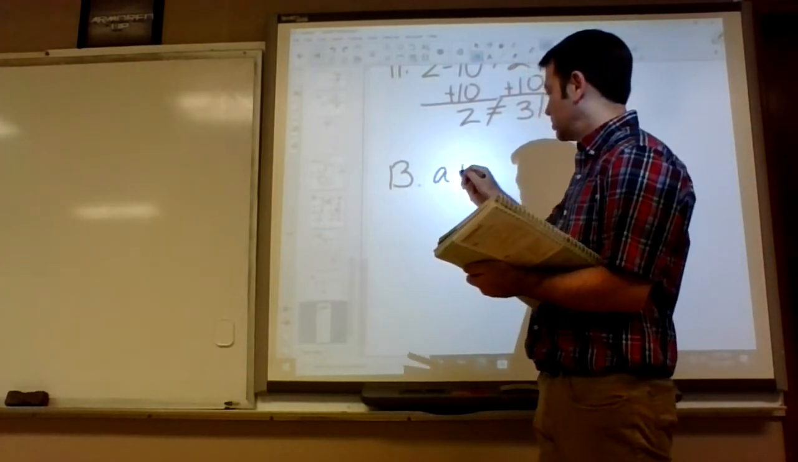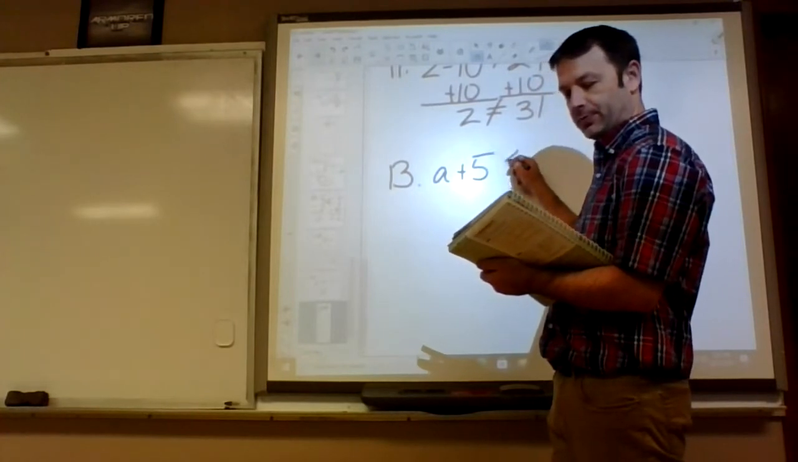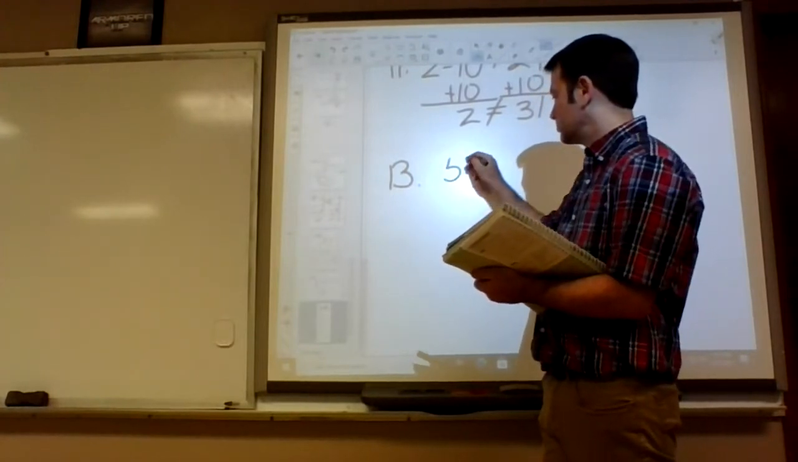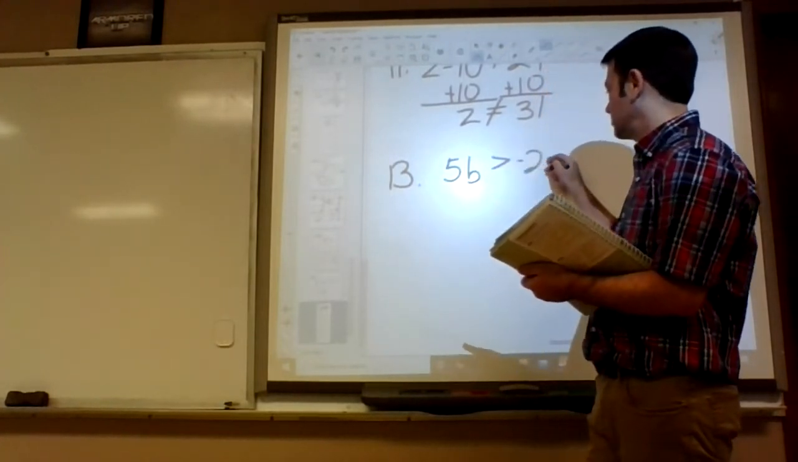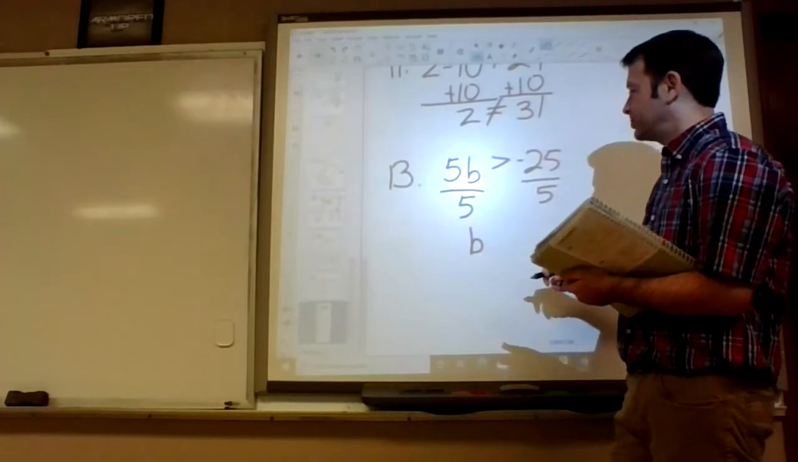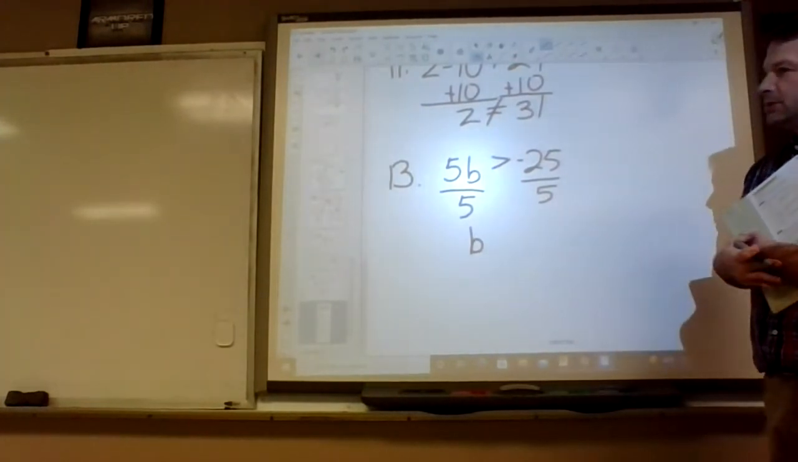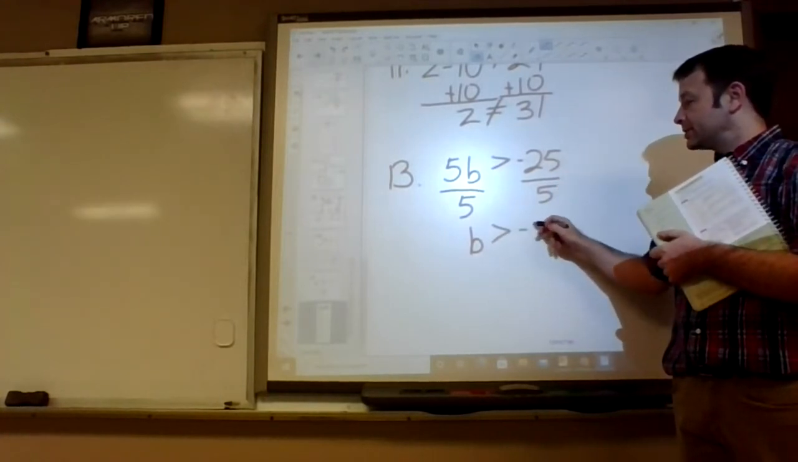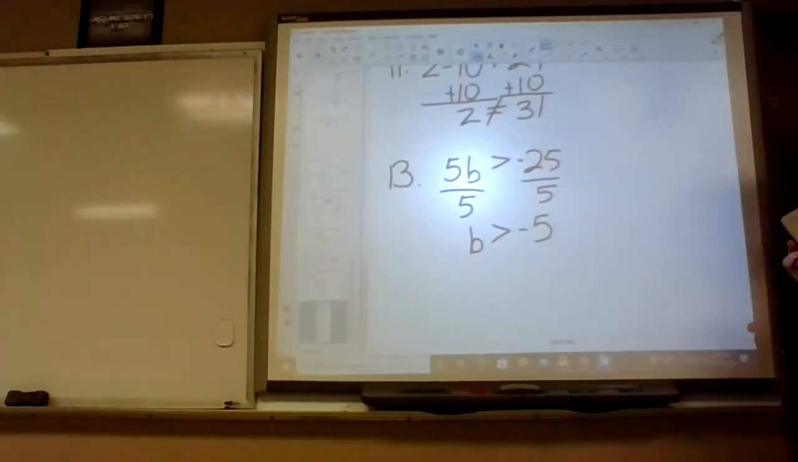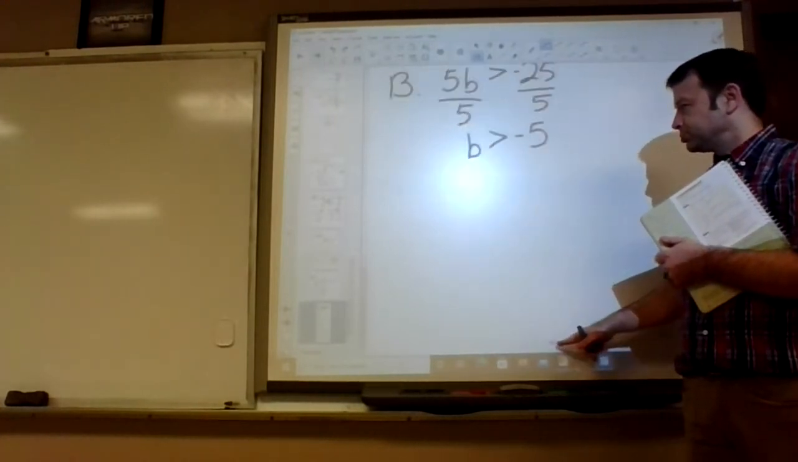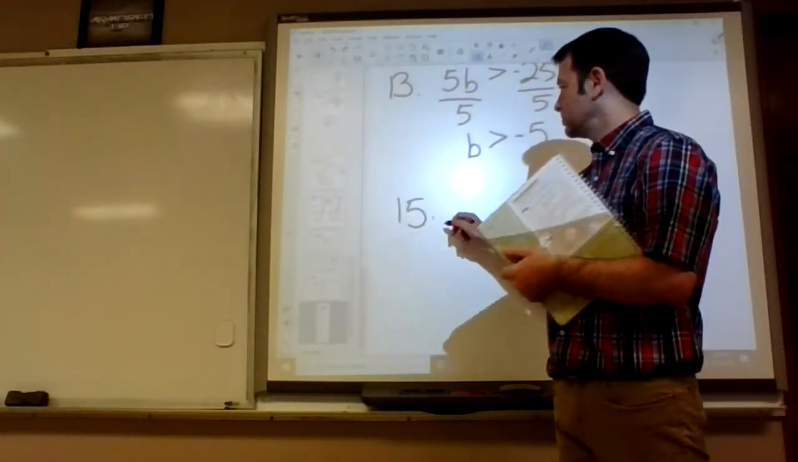Okay, Shannon, what's our one step on number 13? You divide by that. Divide by 5. What do we get? Do I switch the inequality? No. Negative 25 divided by 5 is negative 5. And the inequality did not switch because I divided by positive 5. Yeah. Ah, yes. I see. Alright.